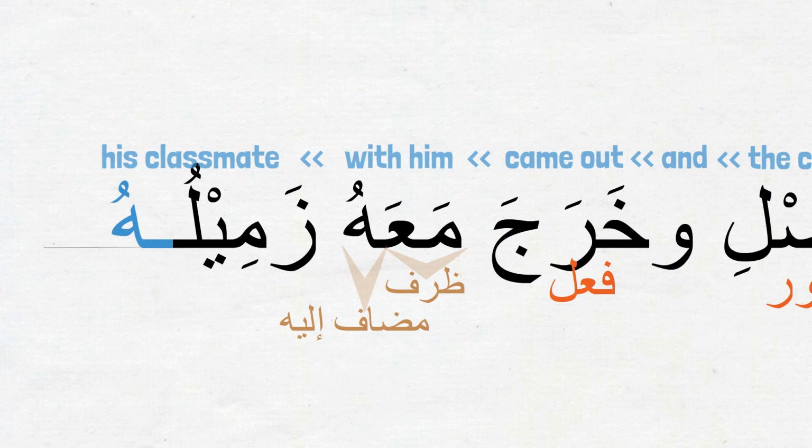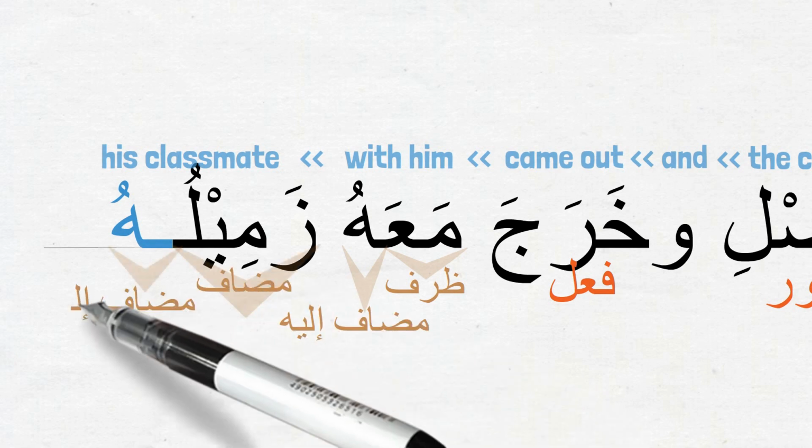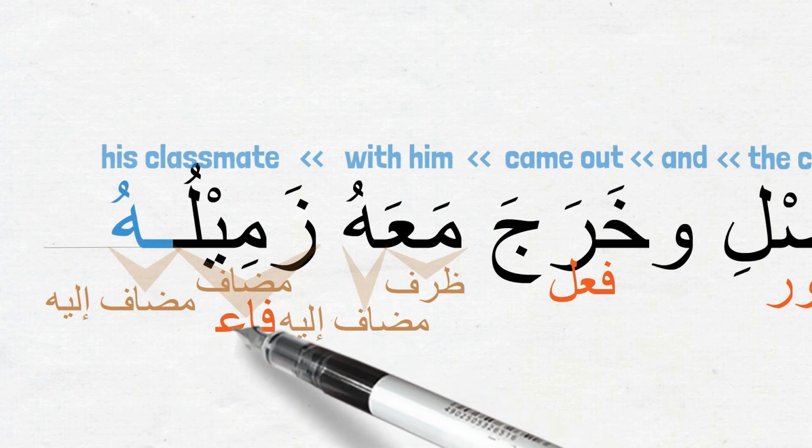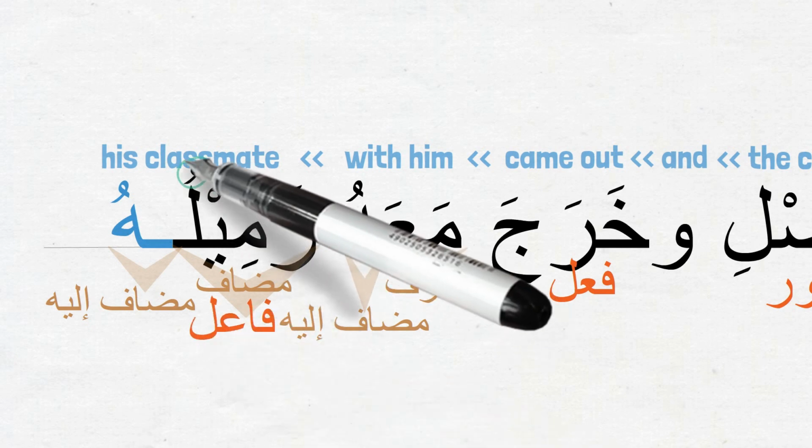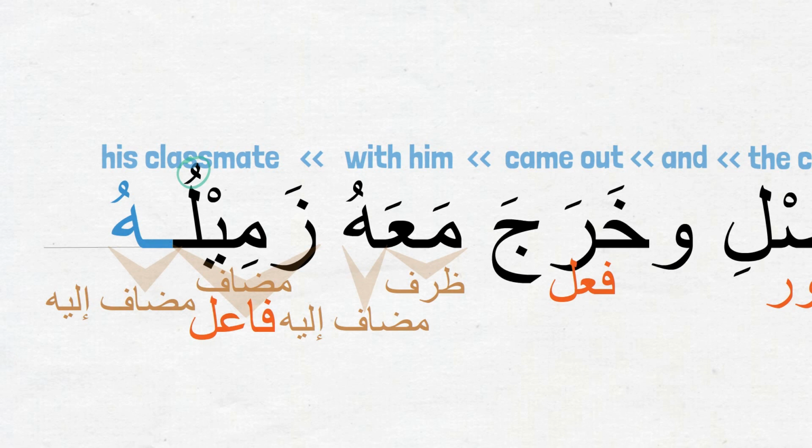We should find the one who is doing the action kharaja. We know that it's not ma'ahu. Is it zamiluhu then? Not really. Zamiluhu is the idafa combination. It is the mudaf zamilu only that is functioning as the fa'il here. That is why it is marfu'. And the dhamir muttasil hu is the mudaf ilayh.